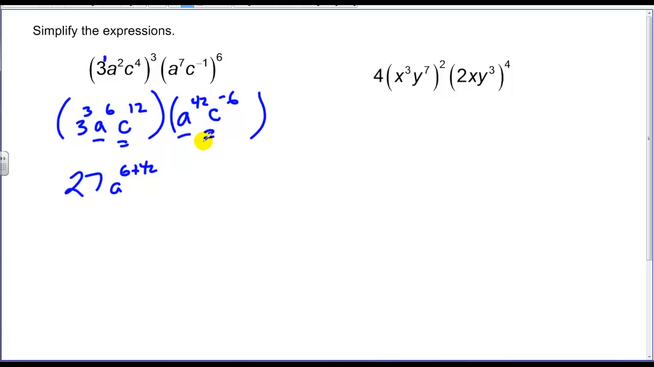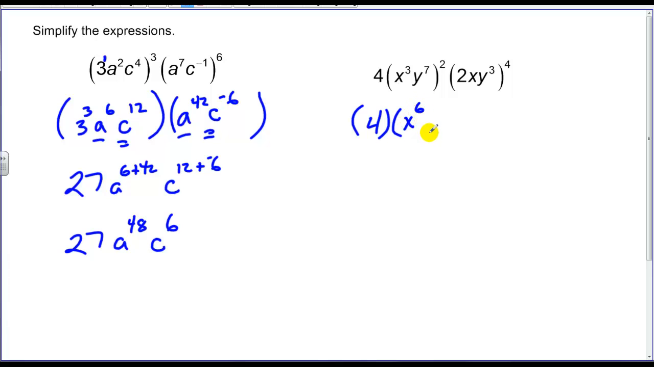And likewise with the base of c, I add those powers, thus giving me 27, a to the 48th, c to the 6th. Now you'll notice the terms are moved all over the place in this case. I have 4 outside of everything, so there are no powers associated with that 4. So this is just 4 times, I have bases with powers raised to a power, so I'm going to multiply powers in this first step.